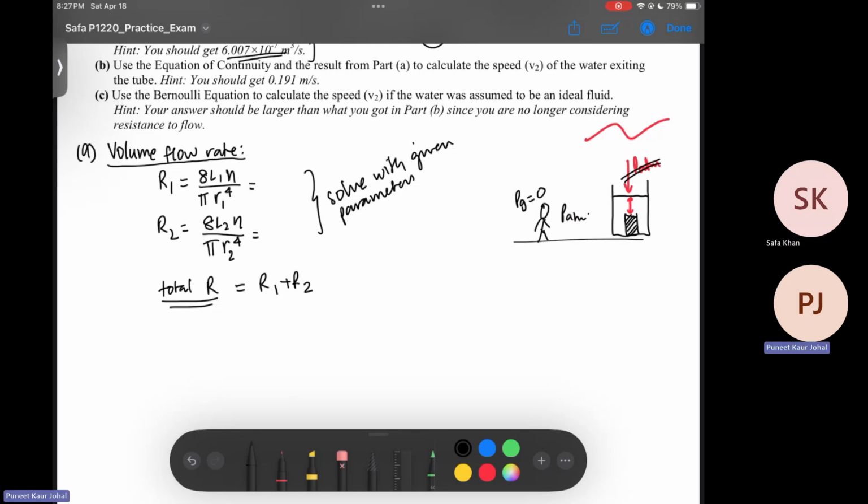Let's do volumetric flow rate, which means the amount of volume over time. Any flow rate, be it linear or volumetric or mass, is always divided by time. So it's delta V over delta T or delta M over delta T. A flow rate formula is always, so this is what we're looking for.